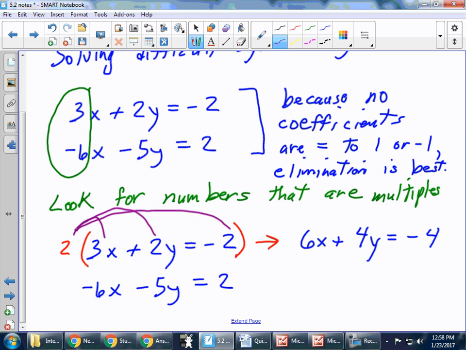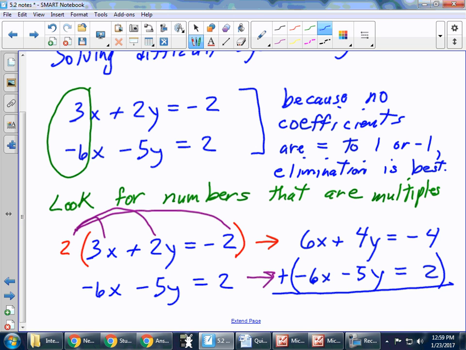The bottom one here doesn't change at all. It is still negative 6x minus 5y equals 2. That one just transfers over. But now, look, ladies and gentlemen, I can add these two together. I can add everything.